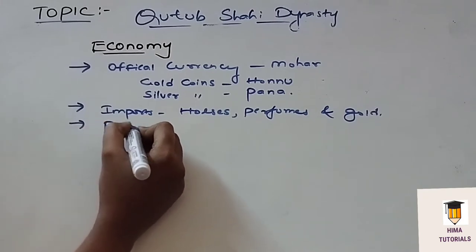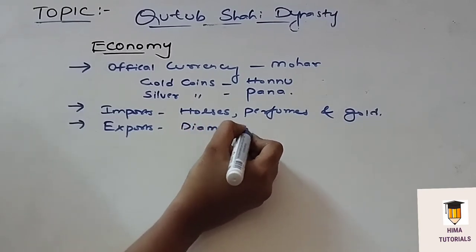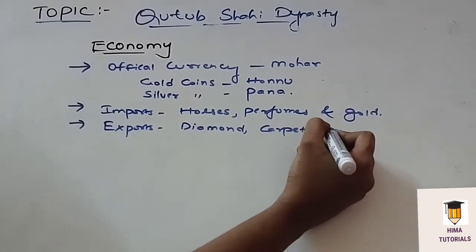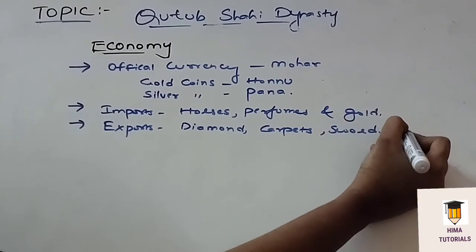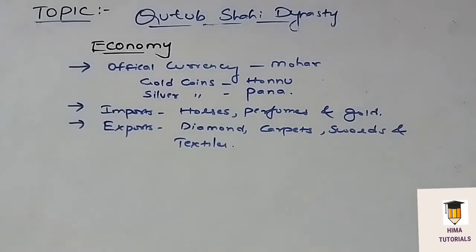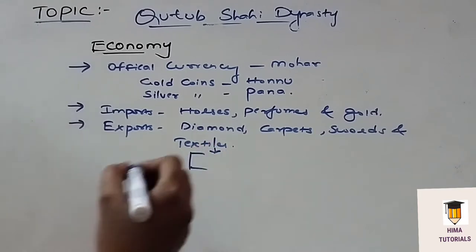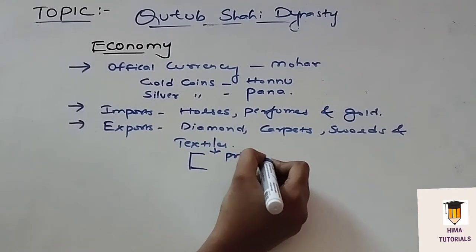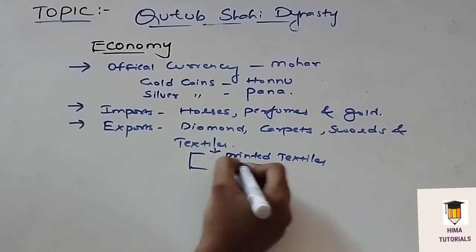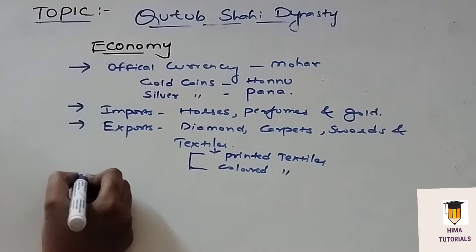Now coming to exports: diamonds, carpets, swords and textiles are the exports during this period. And there are two types of textiles: one is printed textile and the other is colored textile.